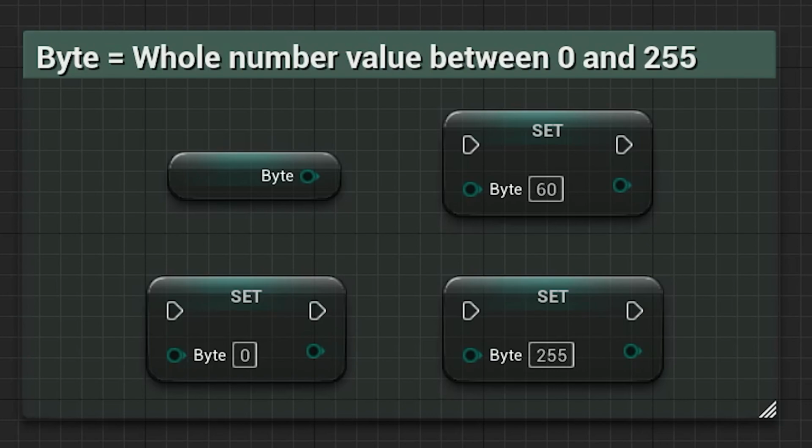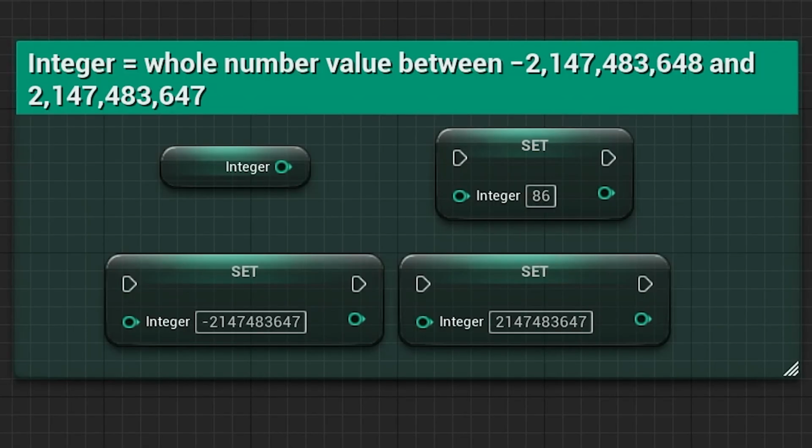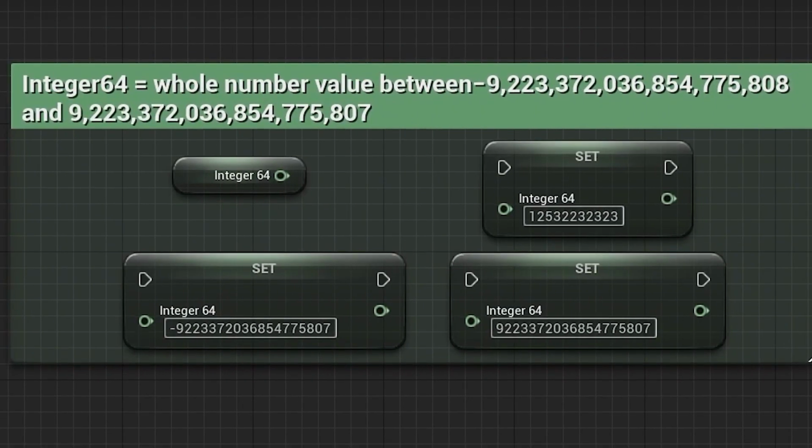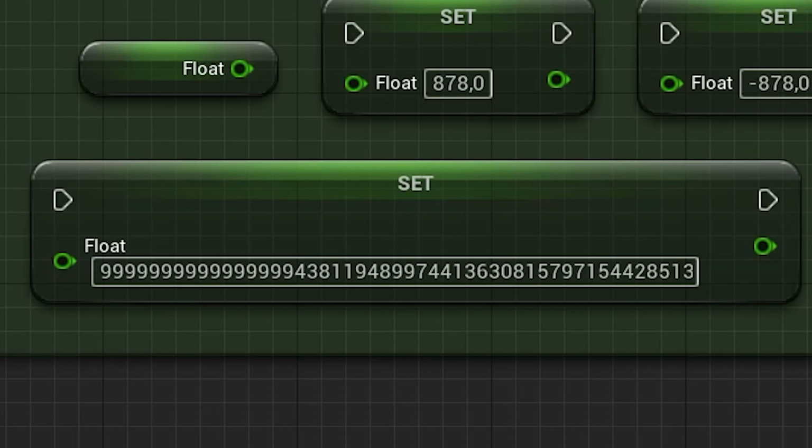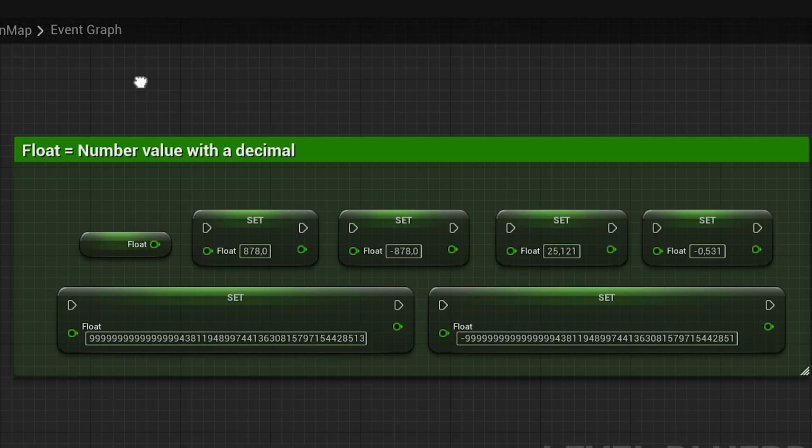For example, it's unlikely that your game has more than 2055 types of weapons, so pick a byte variable for that. Integer is the same as byte, but integer has a bigger range of numbers, while integer 64 is even bigger in range of numbers, but it will affect computer memory more, while float is even bigger, which will affect computer memory more.